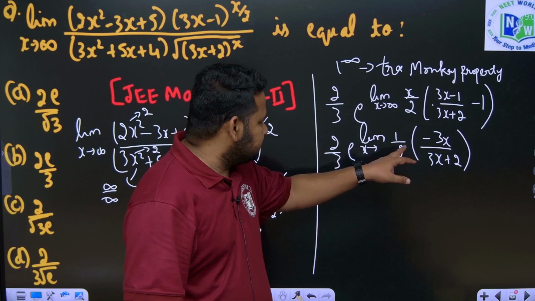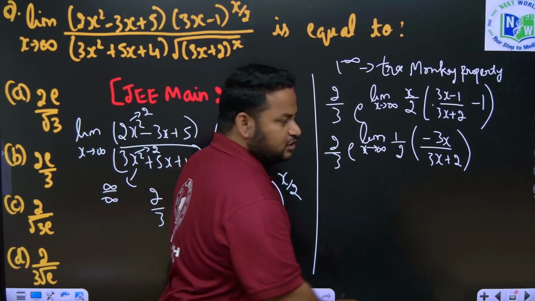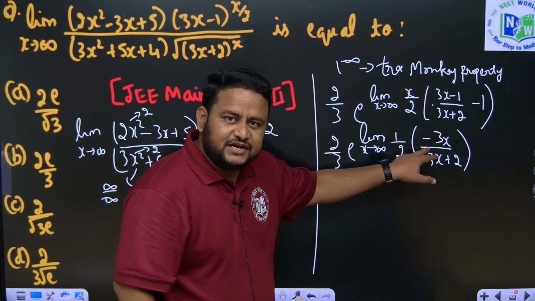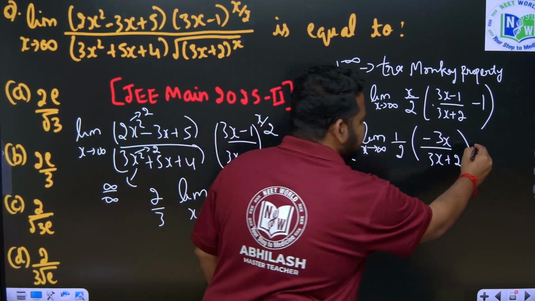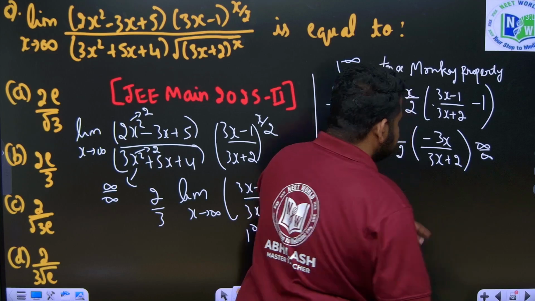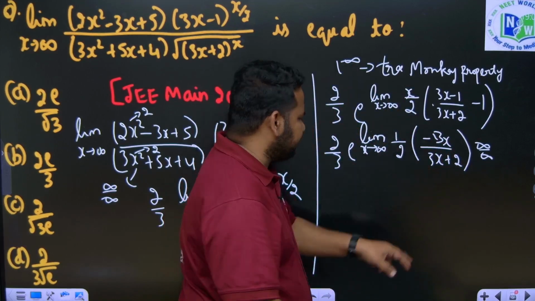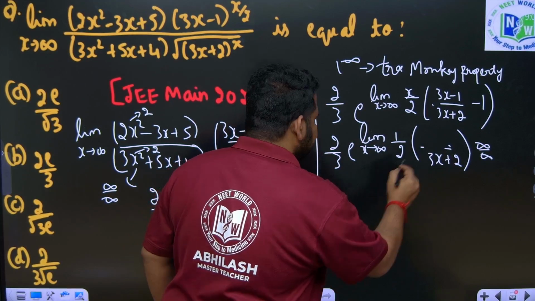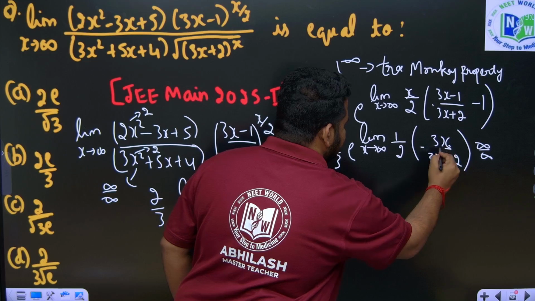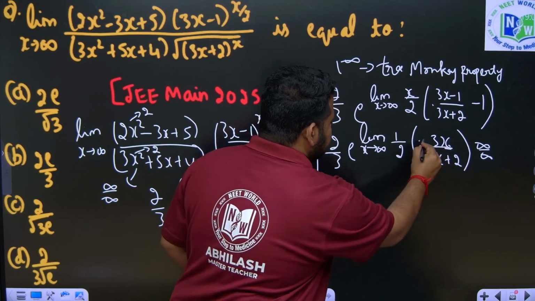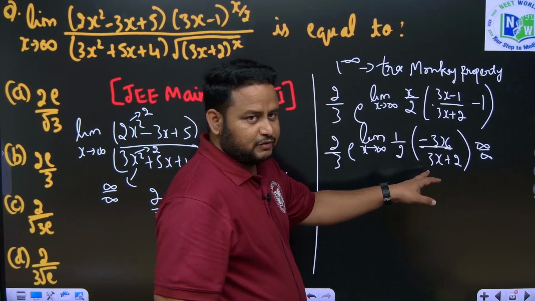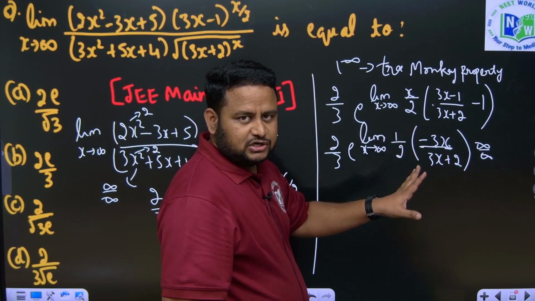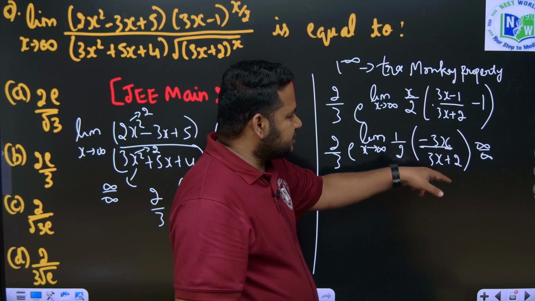Now again, this is of what? X extends to infinity. This is of what form? Infinity by infinity form. Here the power of numerator is what? The power of numerator is 1, minus 3x. The power of numerator is 1, and the power of denominator is also 1. So that is m is equal to n. So the answer to this limit is what?